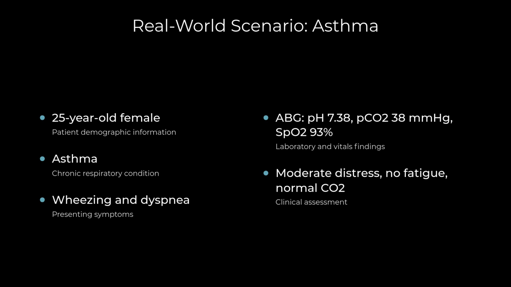A BiPAP trial with steroids and nebulized bronchodilators can reduce her work of breathing and improve oxygenation while medications take effect. Set BiPAP at, say, 10/5 centimeters H2O to start and titrate as needed. Watch for signs of worsening, like silent chest or rising CO2, which would prompt intubation. This case shows how early intervention with non-invasive ventilation can avoid intubation in asthma if CO2 remains controlled.